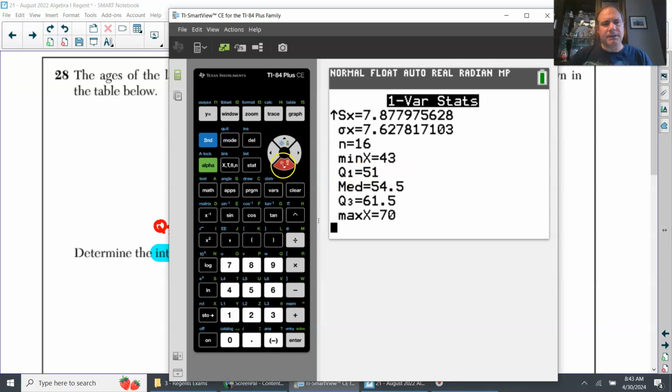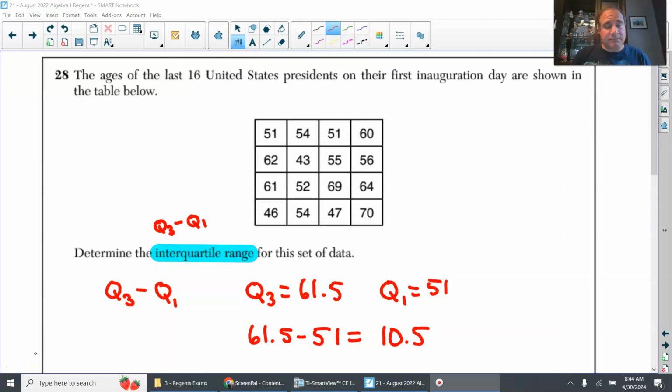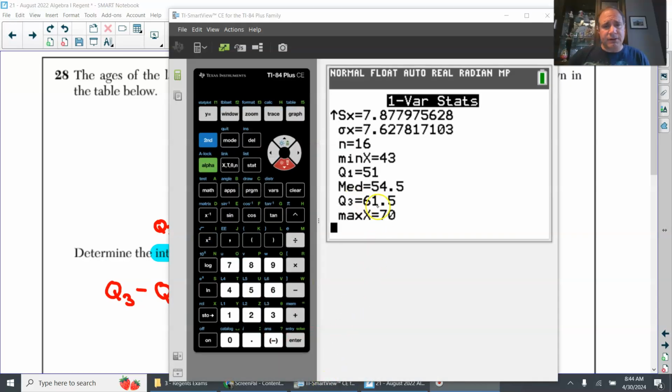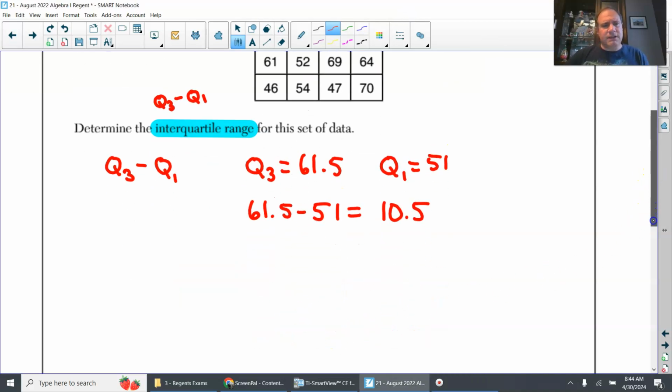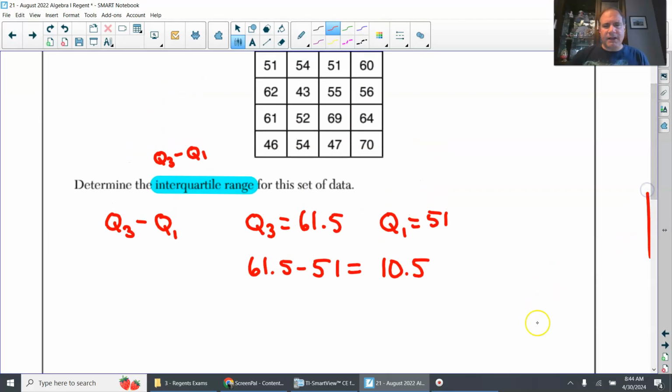Q1 is right there. It's 51. Median is the middle of all the data. Q3 is the median of the upper portion of the data, and the max is the largest. So you're going to take Q3 and subtract Q1 from it. You just take them from the calculator. Calculator has Q3, 61.5, and this is Q1, which is 51. You subtract those two. That's the interquartile range, and you are finished. 10.5 is your answer.